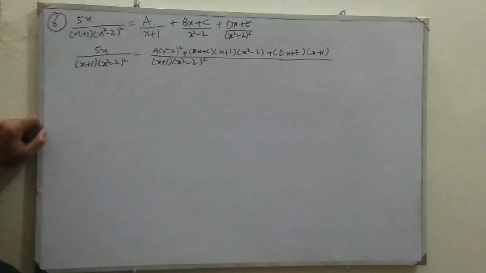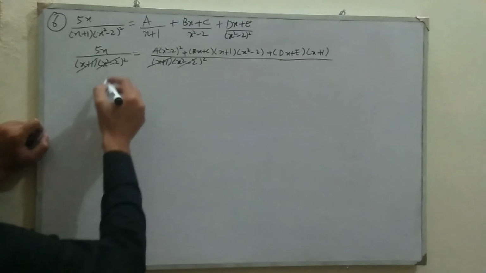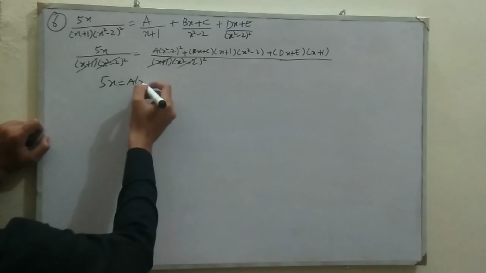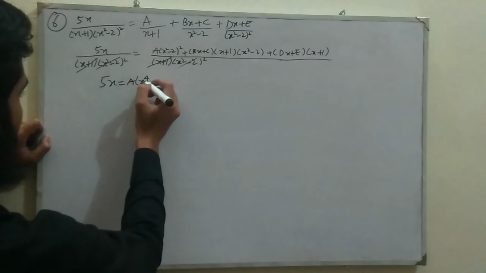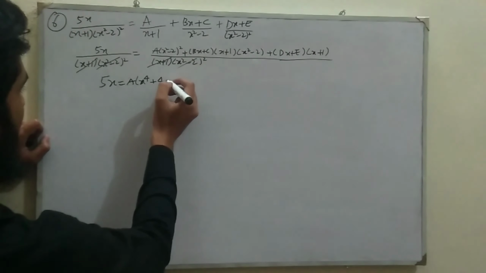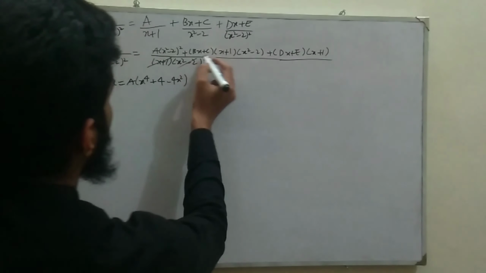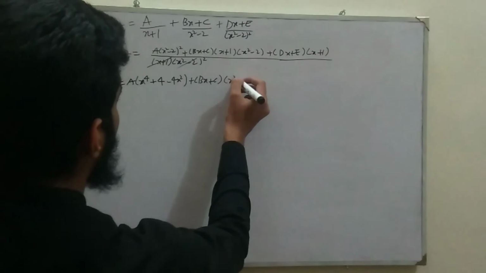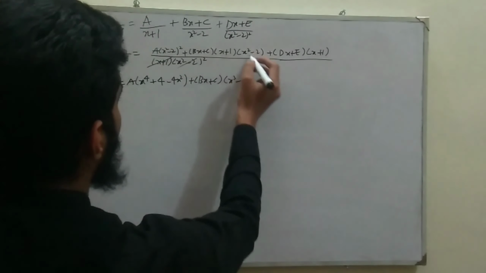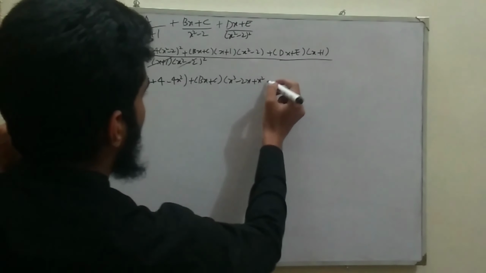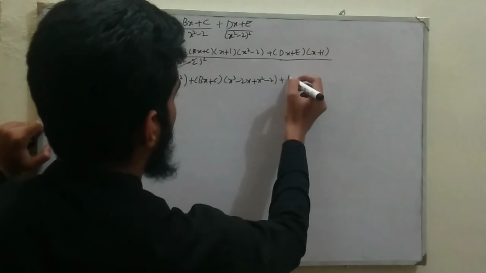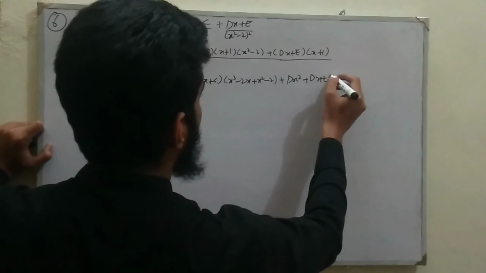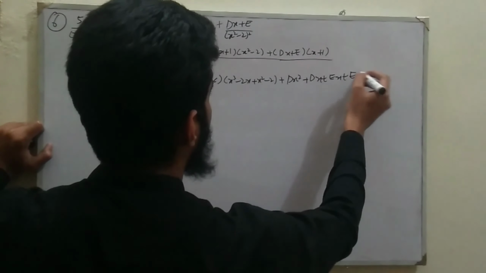Now cancelling x plus 1 and (x square minus 2) whole square on both sides, we are left with 5x equal to A multiplied by (x square) whole square, which gives us x power 4, because of the formula (a minus b) whole square. So x power 4 minus 4x square plus 4, plus (Bx plus C) times..., here x multiplied by x square gives us x cube, x multiplied by minus 2 gives us minus 2x, and 1 multiplied by x square gives us x square, 1 multiplied by minus 2 gives us minus 2, plus Dx square, Dx multiplied by 1 gives us Dx, E multiplied by x gives us Ex, and E multiplied by 1 gives us plus E.